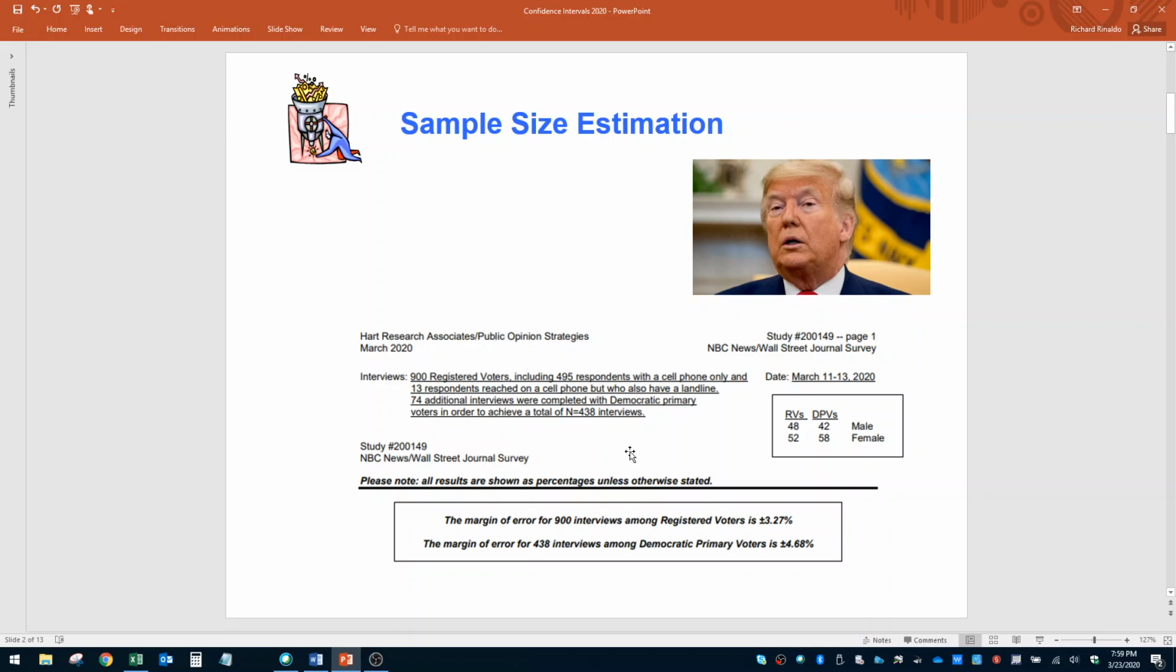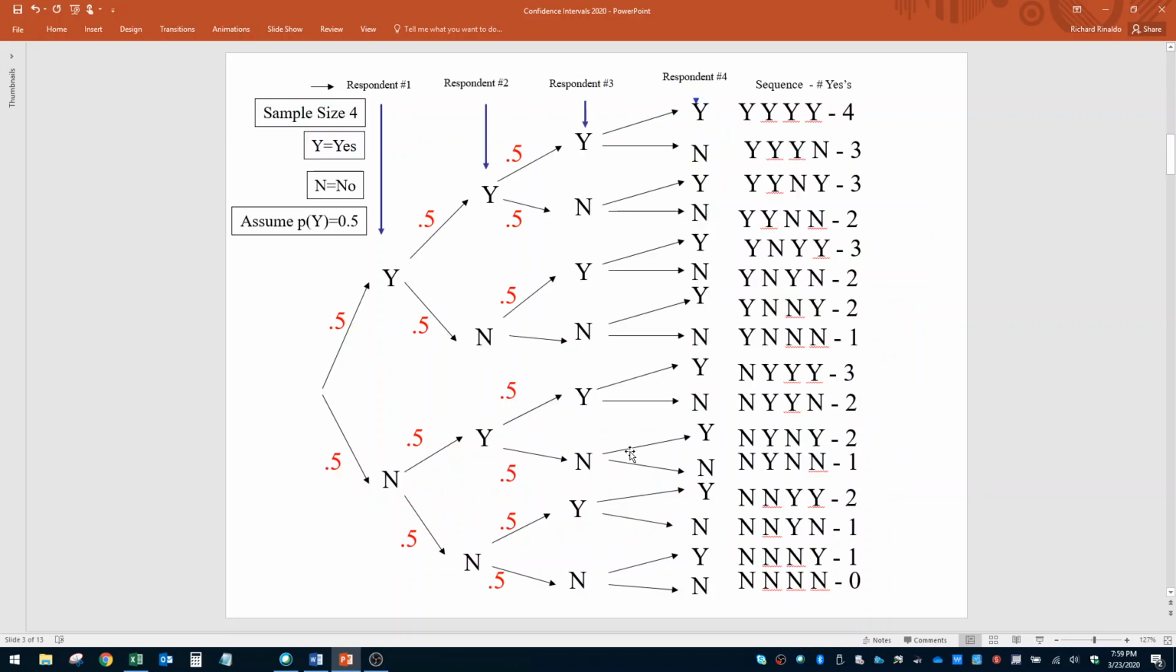So I'm going to focus on that part of this report, and that was for the 43% saying yes, they would vote for Trump, accurate to within plus or minus 3.27%, 19 times out of 20. So we're going to discuss where that 3.27% comes from, and what is meant by the results being accurate to within plus or minus 3.27%, 19 times out of 20. Okay. So to step back, let's look at a much smaller sample size, not 900.